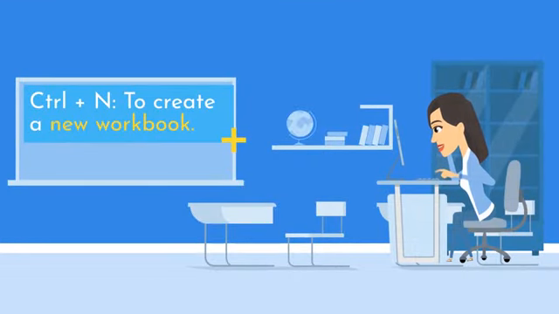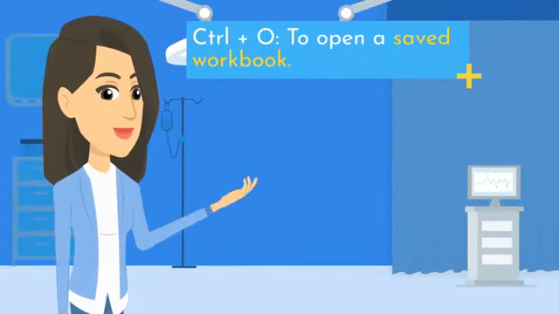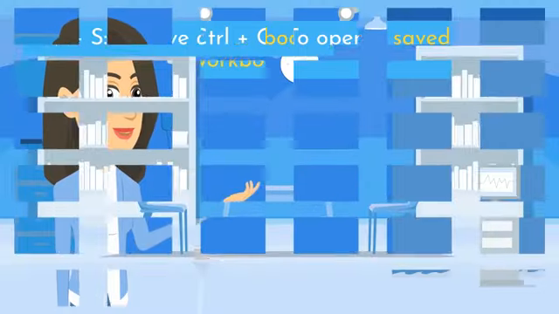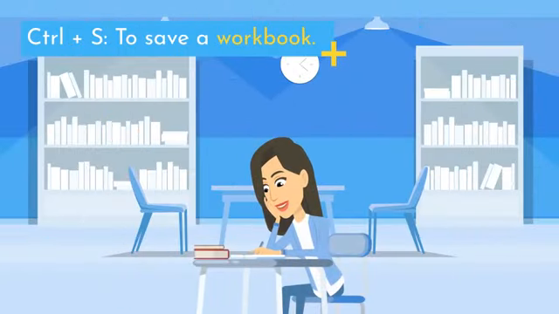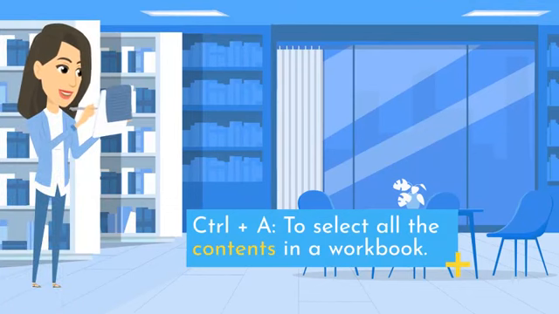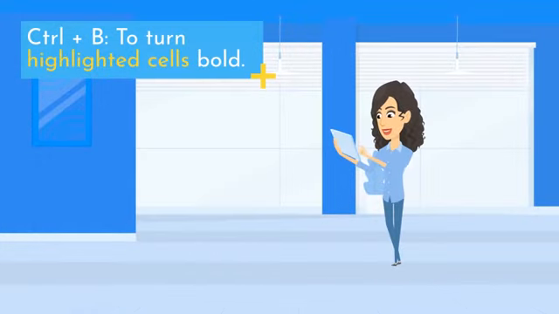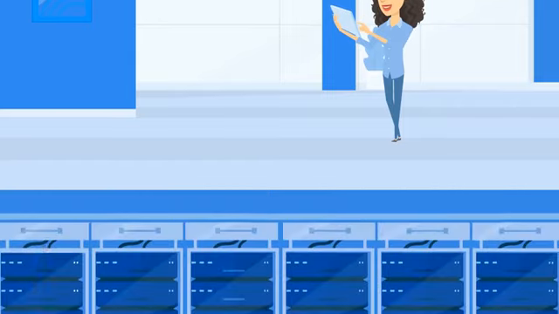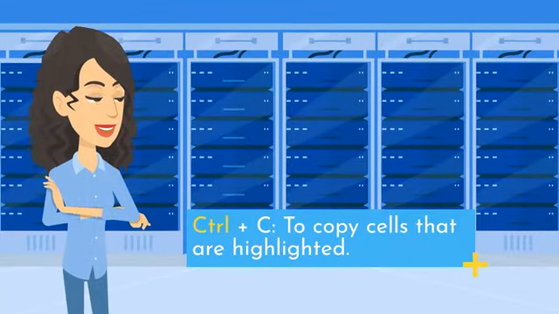Ctrl+N to create a new workbook. Ctrl+O to open a saved workbook. Ctrl+S to save a workbook. Ctrl+A to select all the contents in a workbook. Ctrl+B to turn highlighted cells bold. Ctrl+C to copy cells that are highlighted.